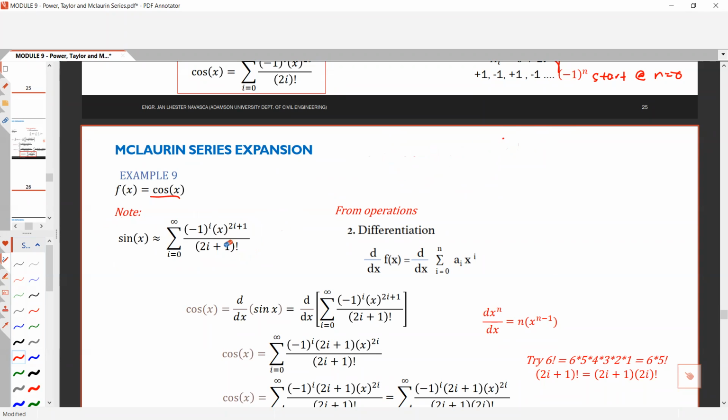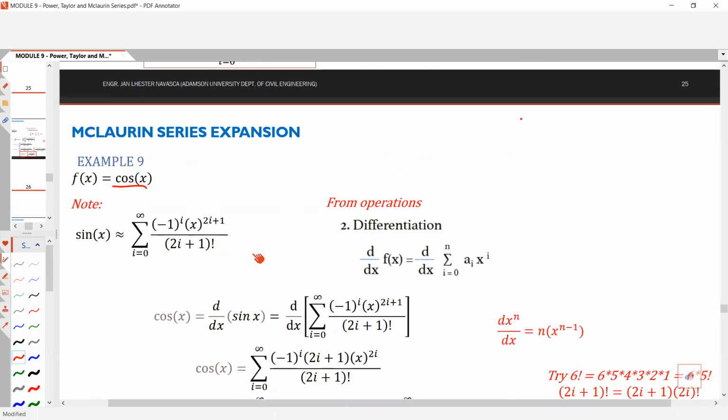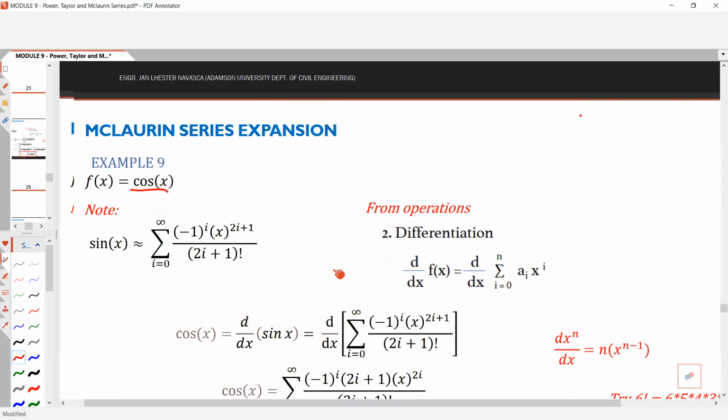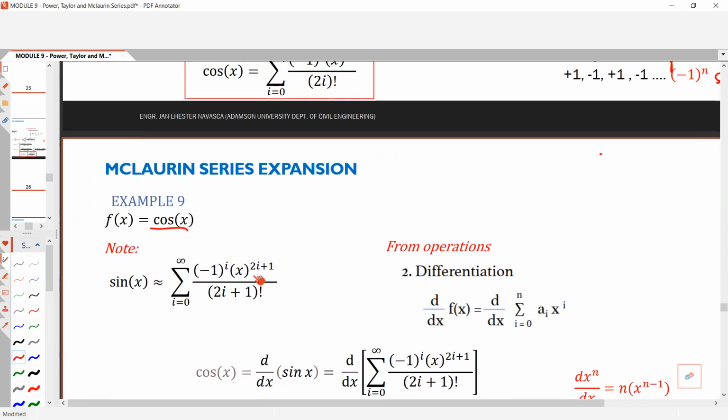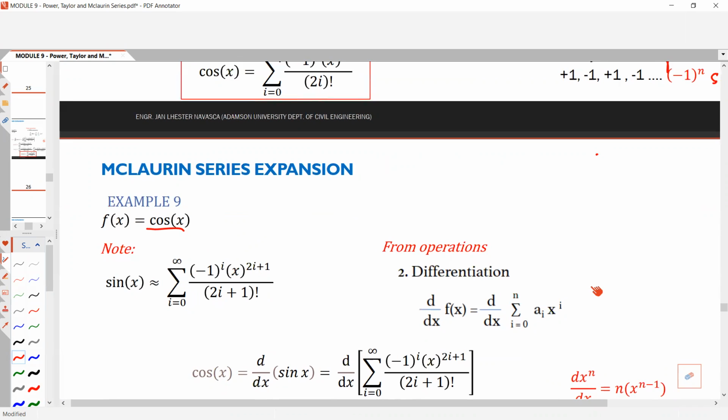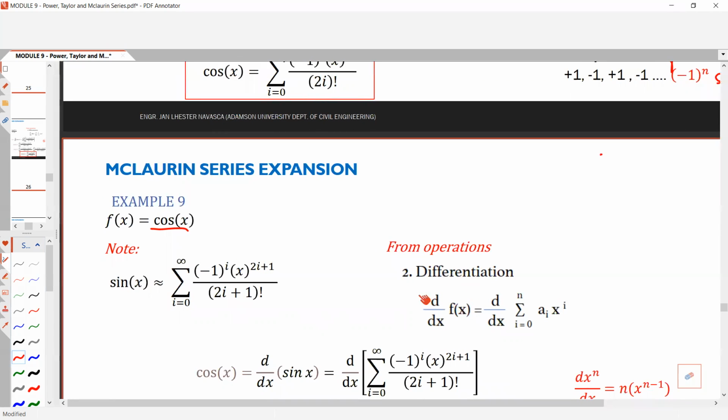Ayan. So, that is the solution. You will use operations. Okay, so ganito. Balik tayo dito. So, as we all know that sine of x is equals to negative 1 raised to i, x raised to 2i plus 1 over 2i plus 1 factorial, starting from 0 to infinity. So, from the basic operations, taking the derivative of the function is equals to taking the derivative of the power series expansion. Okay, so ganun yung gagawin natin.